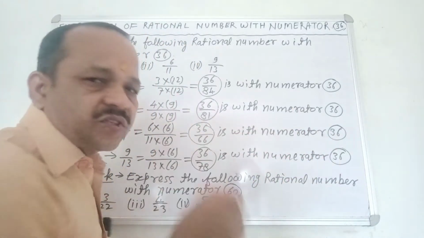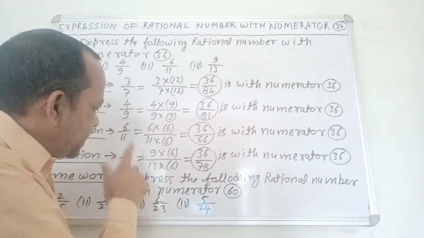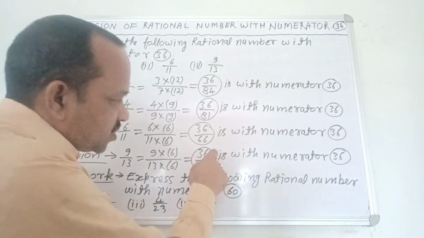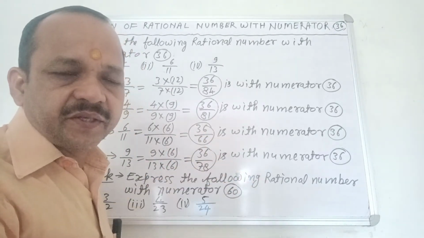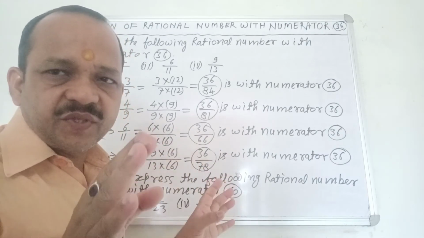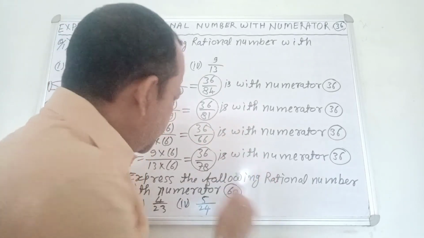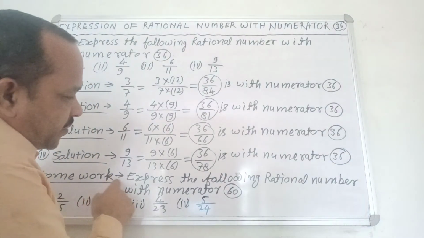Here numerator is 36, it means your answer is right. You convert 9 by 13 into 36 by 78. Clear? Your solution is right. No confusion about your solution. Clear? See the board. Your homework.